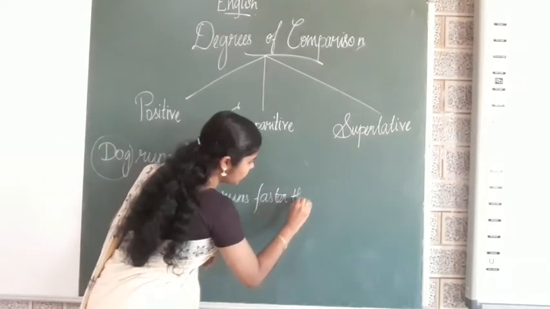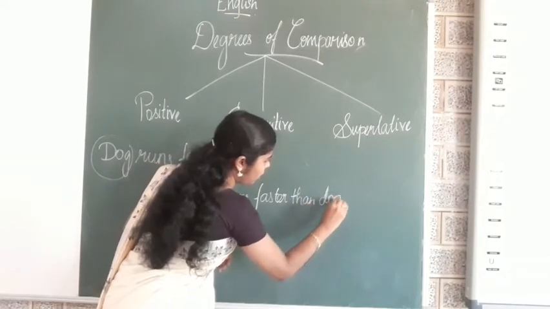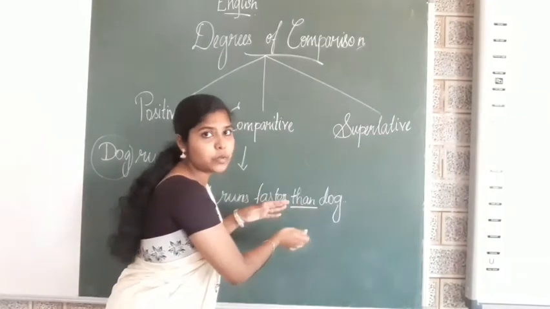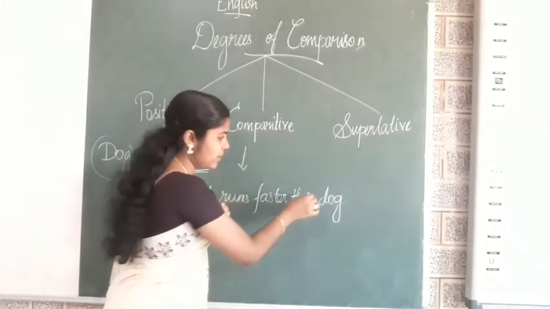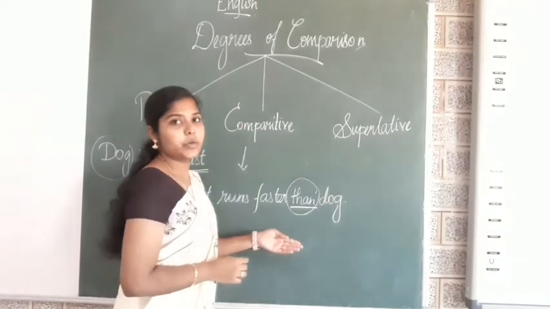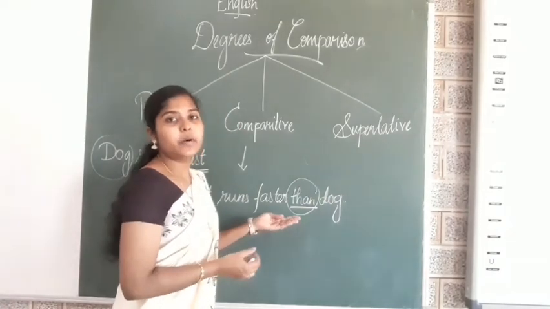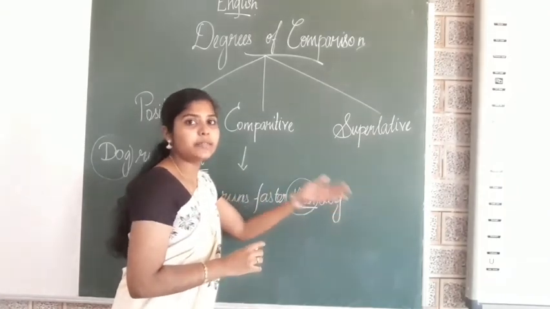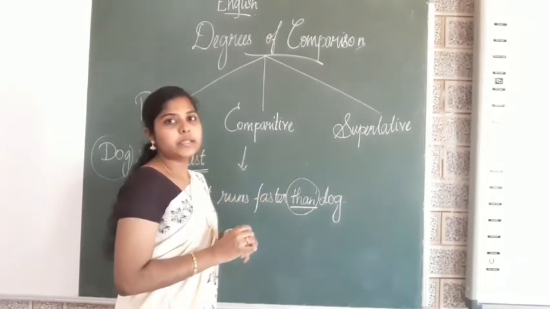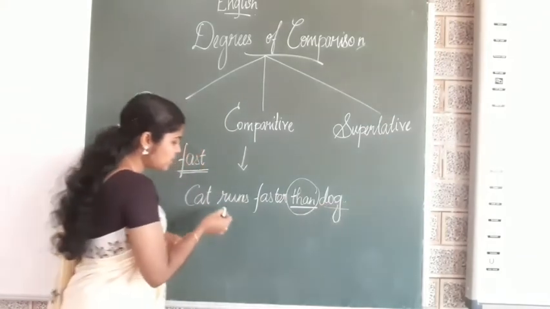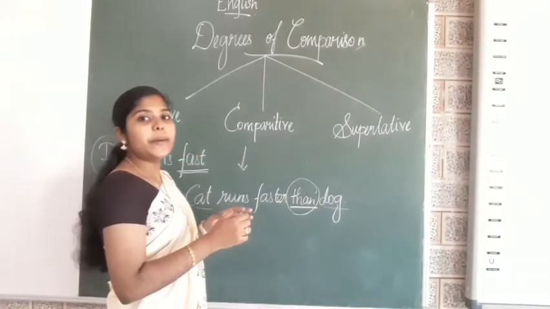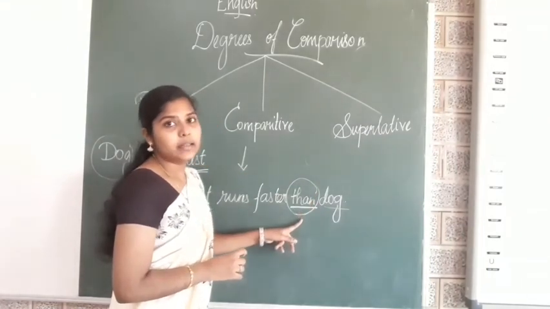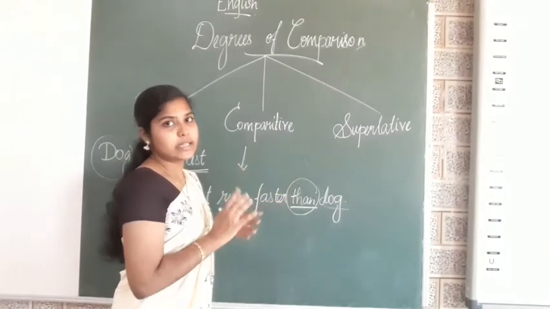faster than dog. Here, than is a word we should use for comparative degree. If you want to compare two things, okay, not for two or more things. If you want to compare two nouns, here we are comparing dog as well as cat, we have to use this word than. Okay, this is better than that.